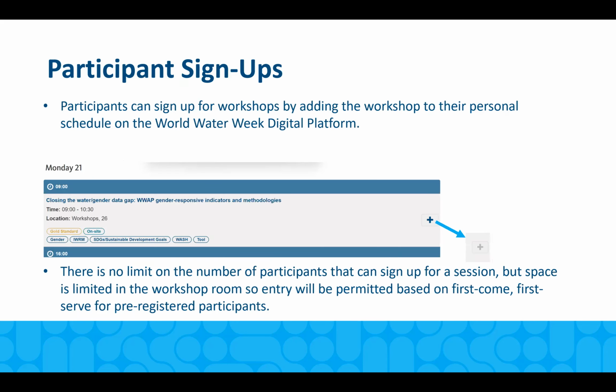We're going to move on to participant signups. Many of you have probably received emails over the past couple of weeks regarding signing up for the workshops or creating your personal schedule. So participants can sign up for workshops by adding the workshop to their personal schedule on the World Water Week digital platform. So if you go to all sessions and you're looking for, for example, this session at 9 o'clock on Monday, all they have to do is click on the plus sign here, the blue plus sign, and see that it becomes grayed out. Then when they go to their personal schedule, it will show up.